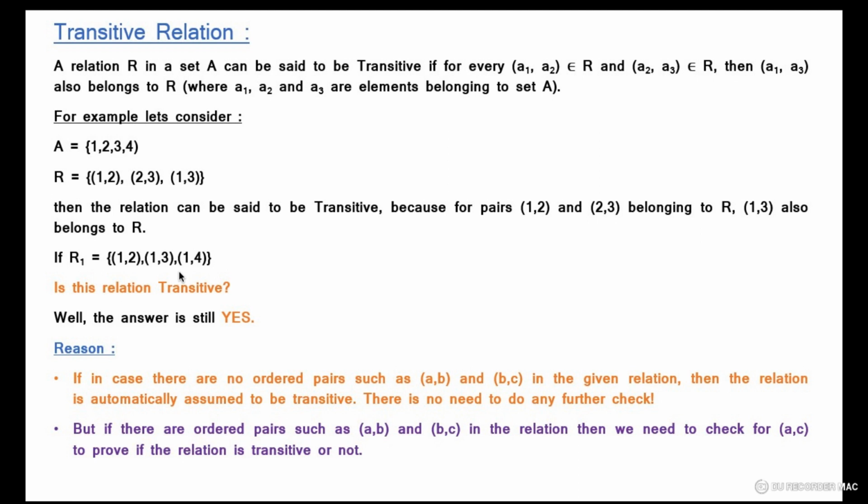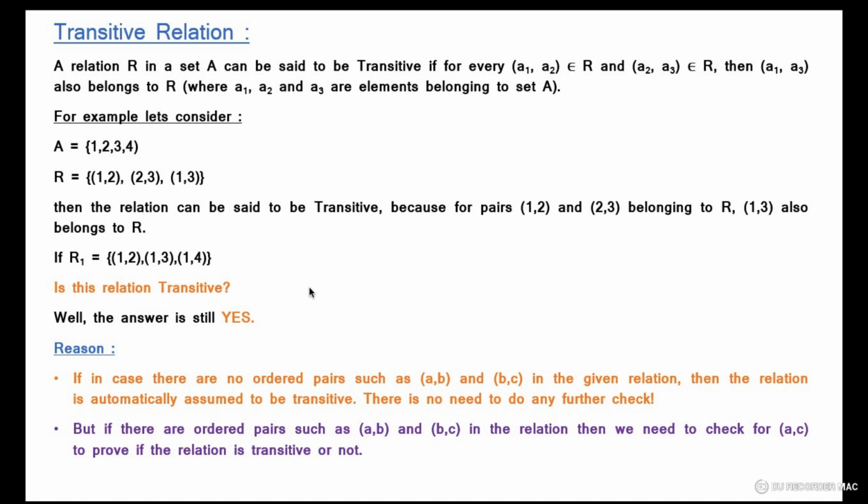Okay, but if there are ordered pairs such as a comma b and b comma c in the relation, then we need to check for a comma c to prove if the relation is transitive or not. Like if you have a comma b and b comma c in the relation, then we need to check for a comma c, which is 1 comma 3, in this example. Only after checking for a comma c, you will say if it is transitive or not.